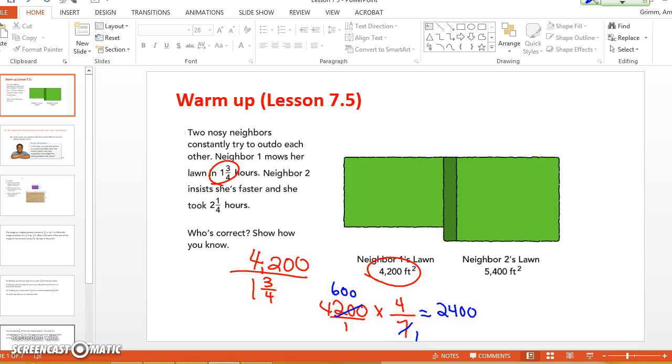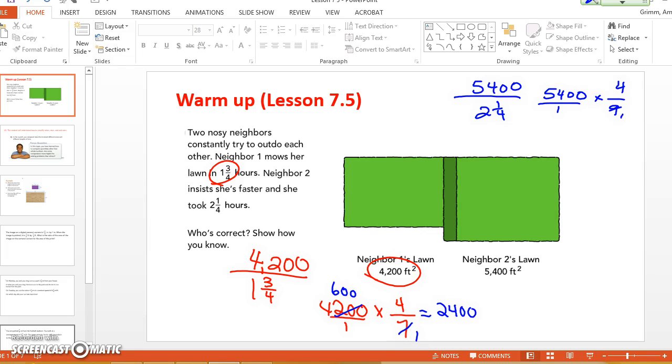So neighbor number 2 can do 5,400 divided by 2 1/4. So that would be what, 9 fourths? So 5,400 divided by 9 fourths. So I'm going to flip and multiply that by 4 ninths. This one again works out nice because 9 goes into 5,400 how many times?